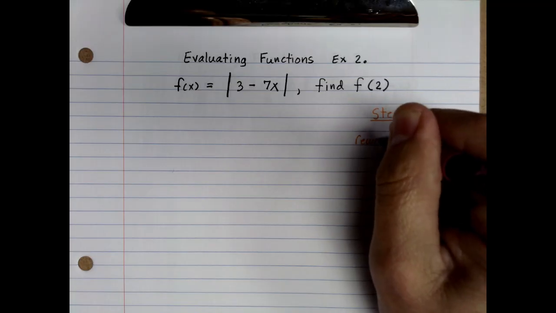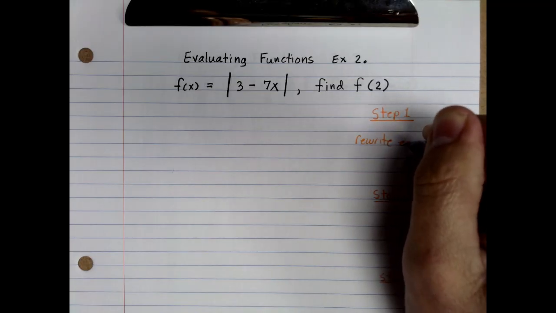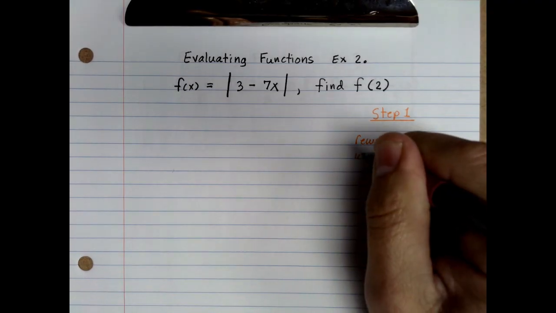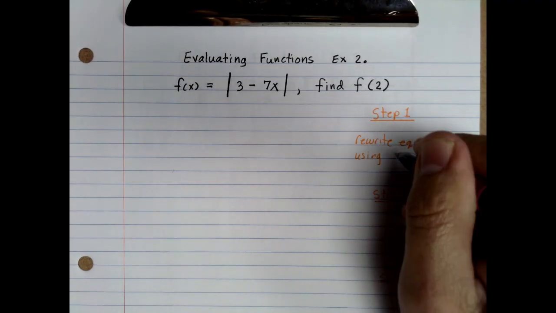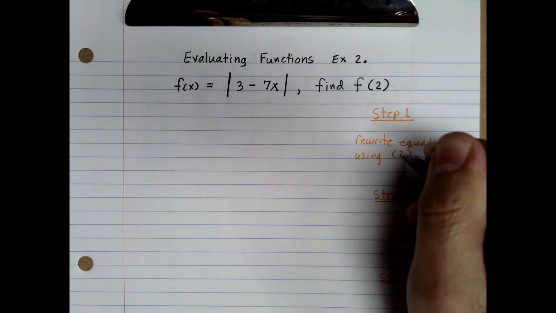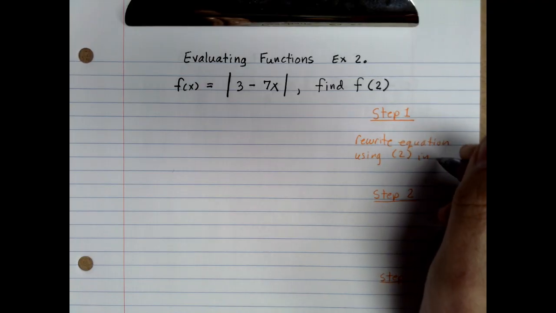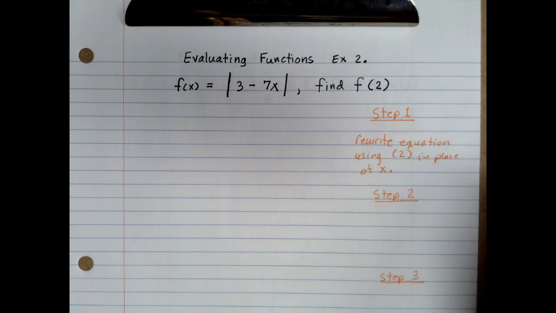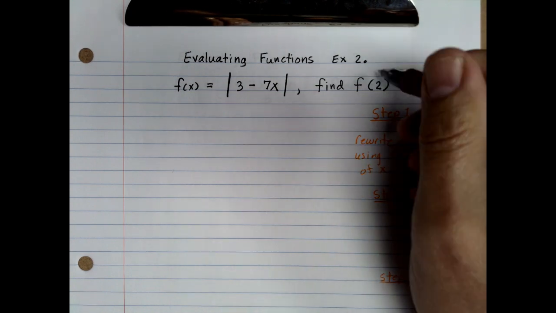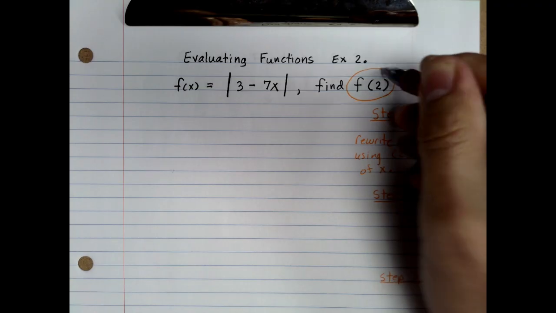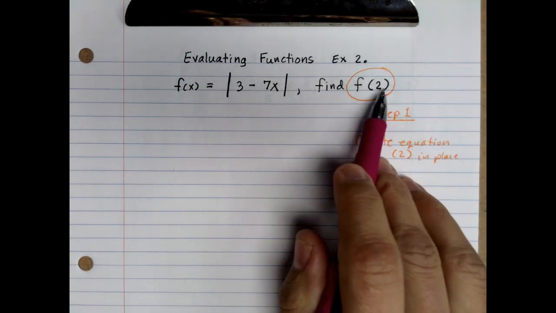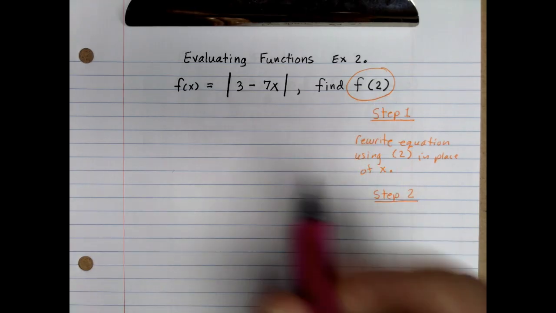So I'm going to write right here, rewrite equation using 2 in parentheses in place of x. Now the reason we're using 2 in place of x is because we're finding f of 2. Notice this is f of x, and here they replace that x with a 2. So that's what they're telling us to do.